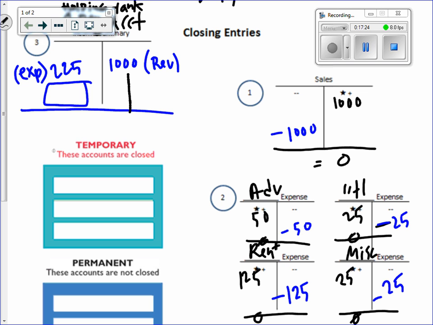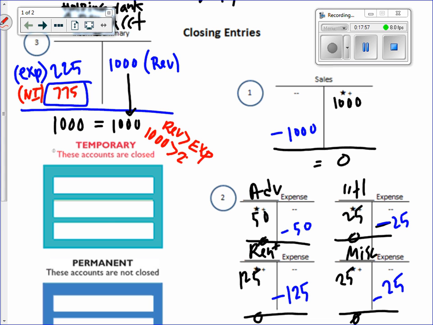You would pull this $1,000 down, and we want it to equal $1,000. The difference of $775, and I'll put a new pen color up here, is net income. The reason we knew it was a net income is because our revenue was larger than our expenses. In this case, 1,000 was definitely bigger than 225.